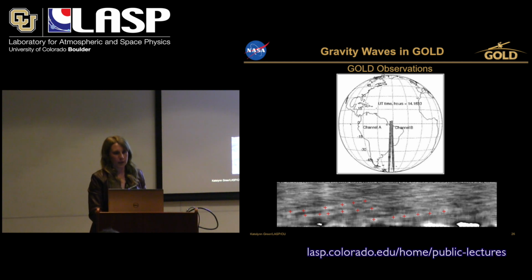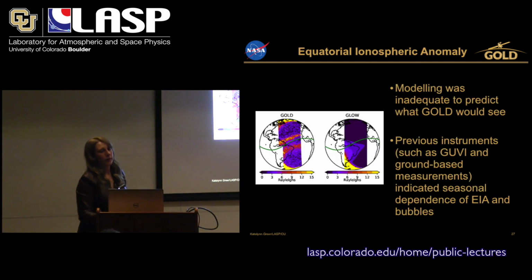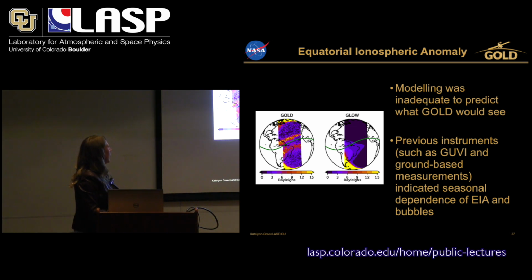All right, next we're going to talk about the equatorial ionospheric anomaly. I'm actually going to skip the physics behind how this works and just show you what it looks like phenomenologically. So the green line is the geomagnetic equator, and on either side of the geomagnetic equator you will see two bright bands of ionization or plasma. This happens to be also the color that shows up in 135.6 nanometers.